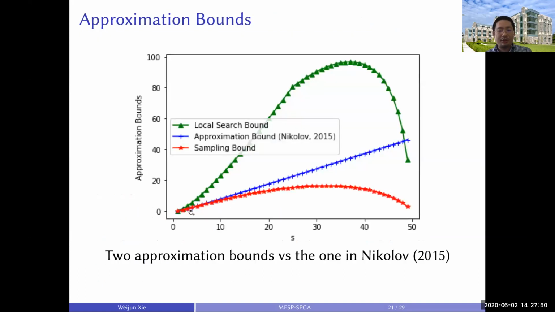So we can also draw this curve. The local search bound is slightly worse because we never use any Wong-style method for local search. We start with an arbitrary feasible solution. So that might be one reason the theoretical local search bound is a little bit worse. And our sampling bound is better than the existing one.